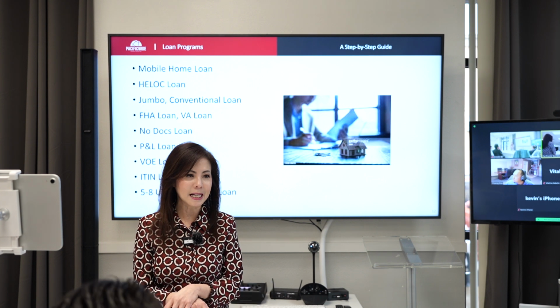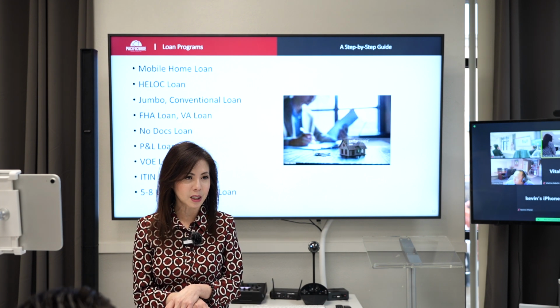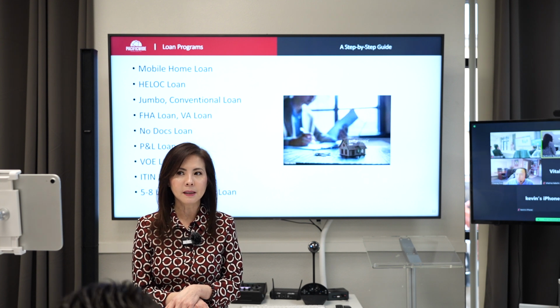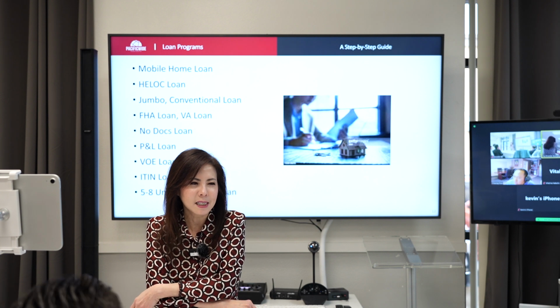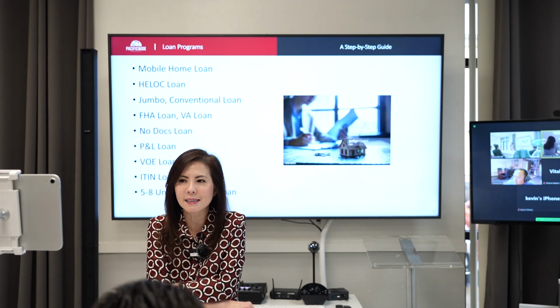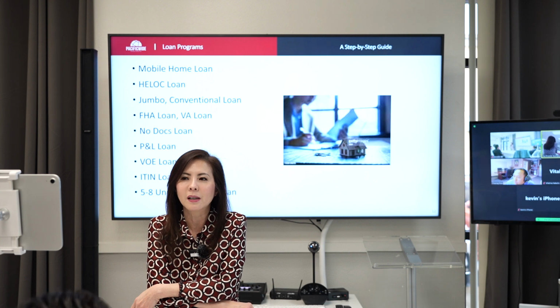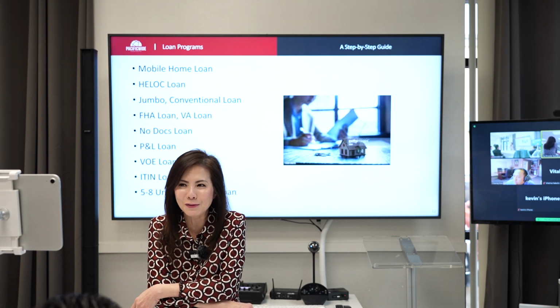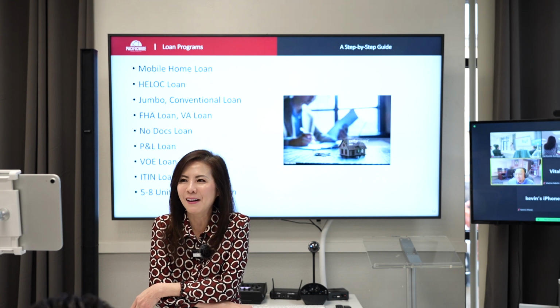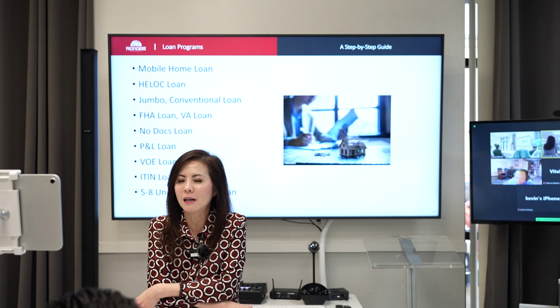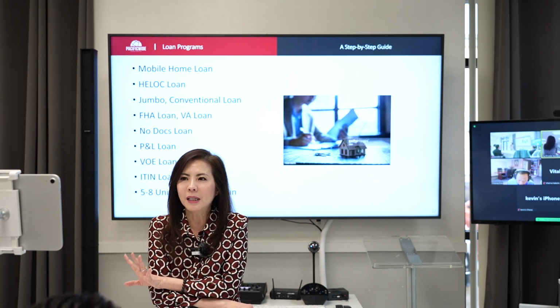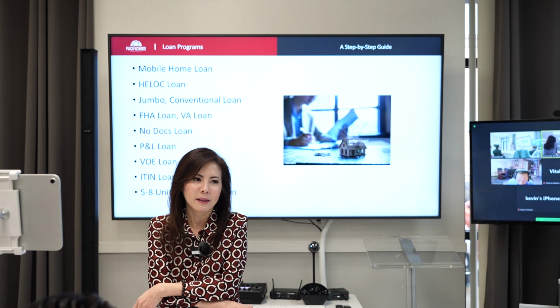We have ITIN loans. ITIN loan is for people who have no social security number, but they file tax in America. ITIN stands for Individual Taxpayer Identification Number. Okay, I have problems with these things. And then we also do loans for 5 to 8 units. So remember, we can do all these loans at PacificWide.